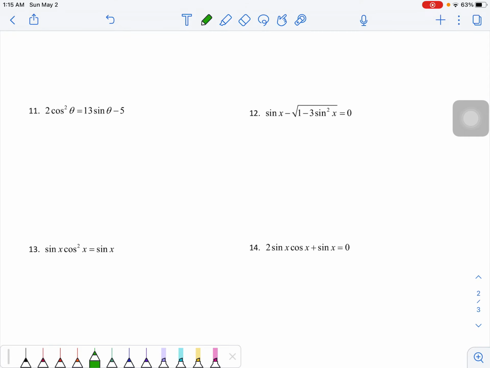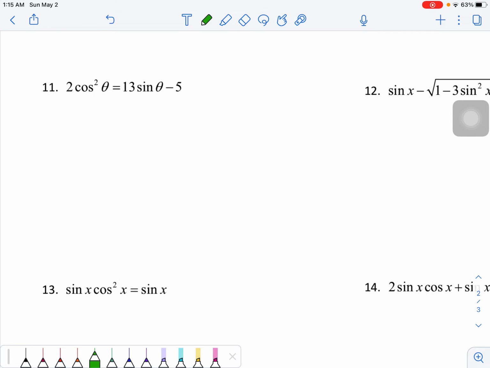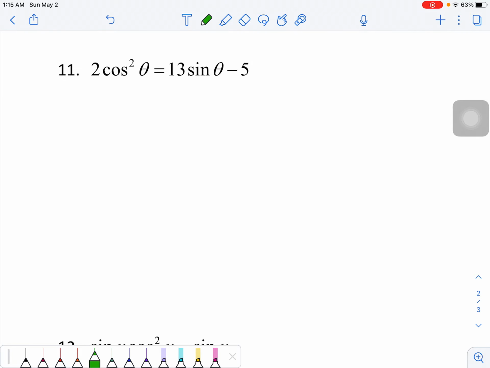All right, on page 2 of the solving trig equations, I want to do problem 11 and problem 12. They are the ones that are going to stand out the most out of everything that we're doing. So I'm going to zoom in on number 11. And again, I have my paper in front of me that has all the information for my trig chart. And here's what I want you to recognize.